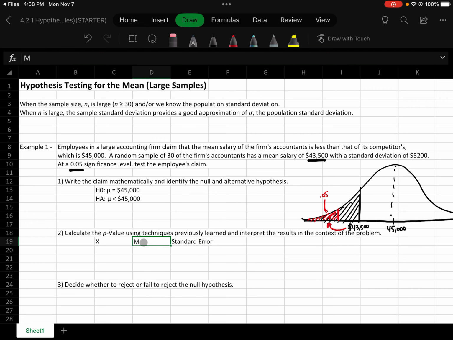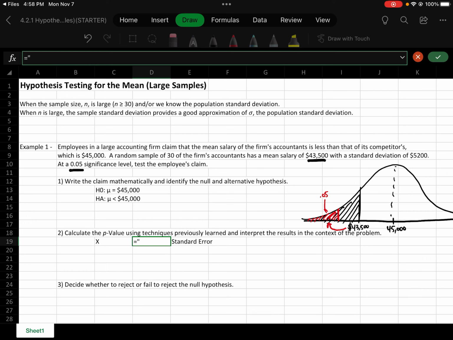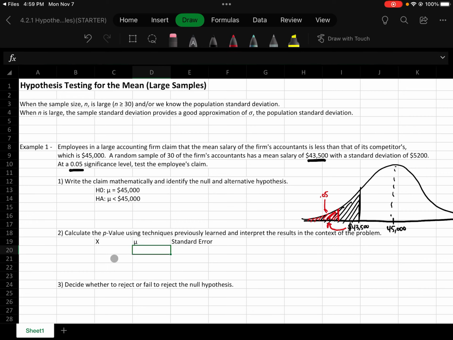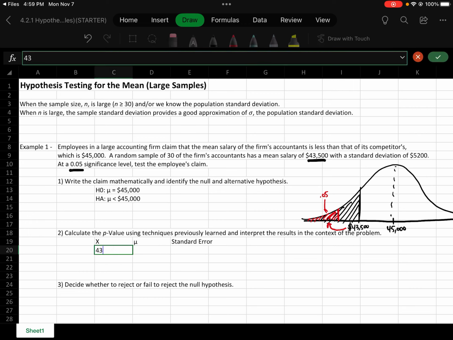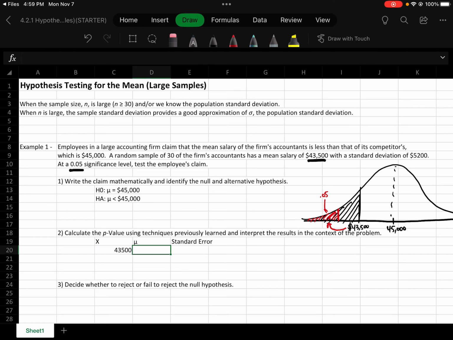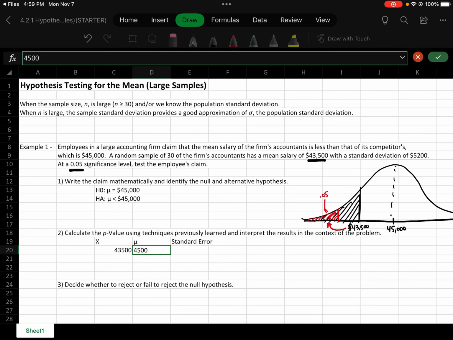So I don't know why I can't get this to say what I want it to say, but I want it to say mu, and it would not type that. All right. So X is going to be the 43,500. Mu is the population mean, which is the $45,000.